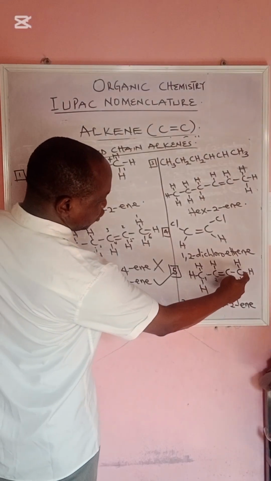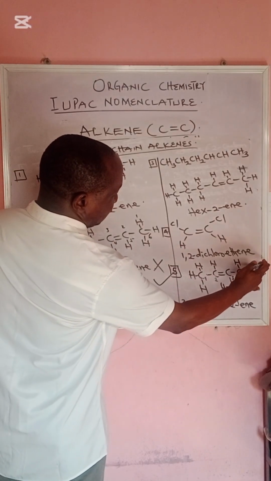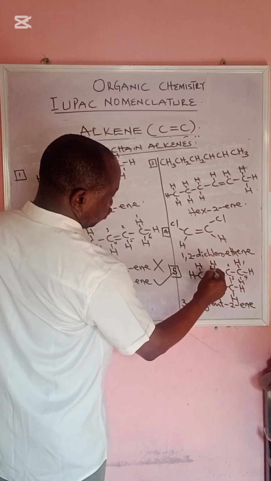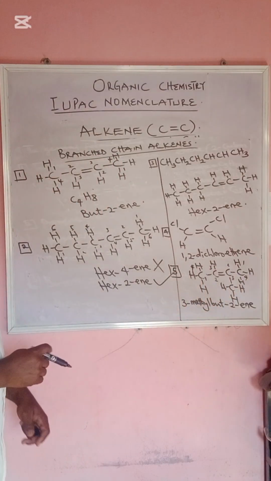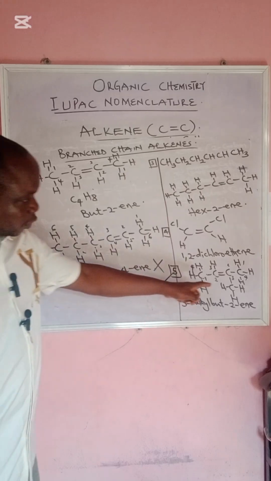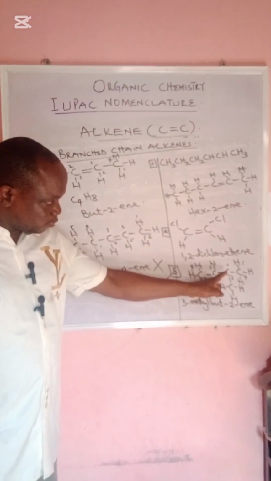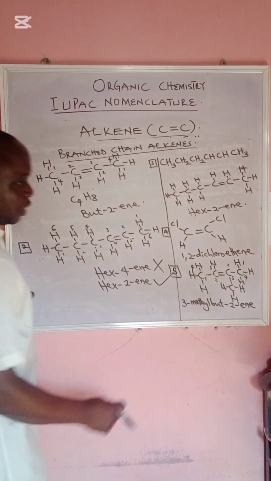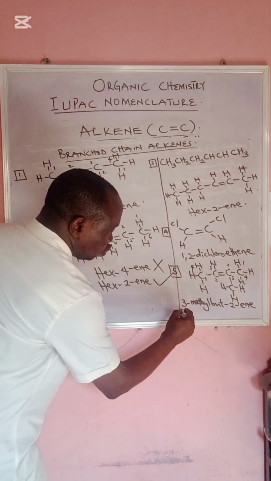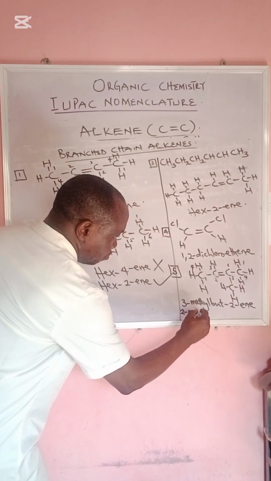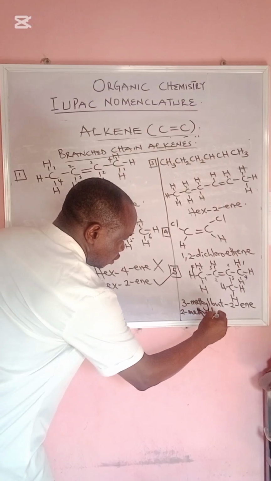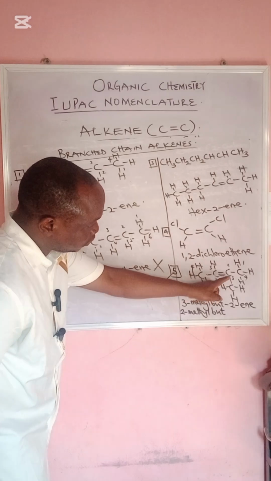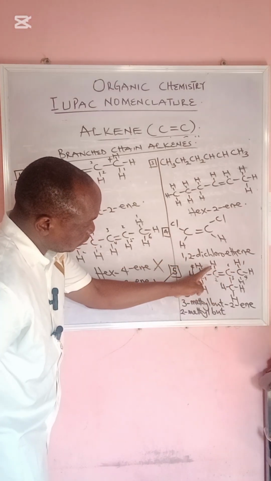But remember, if you count from right to left, this one will be 1, this will be 2, this will be 3, this will be 4. The methyl is attached to carbon 2, while the double bond is between 2 and 3, so I will still take 2. So it will be 2-methylbut-2-ene. This double bond is between carbon 2 and 3, so definitely I will take 2, the lower number.